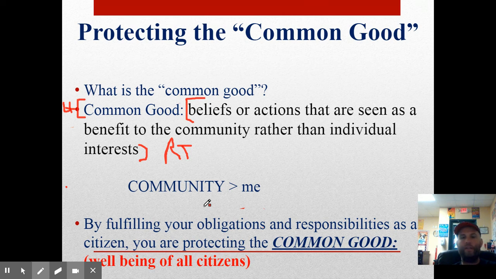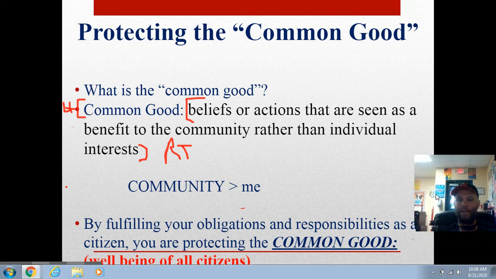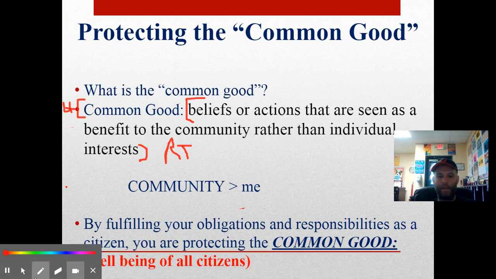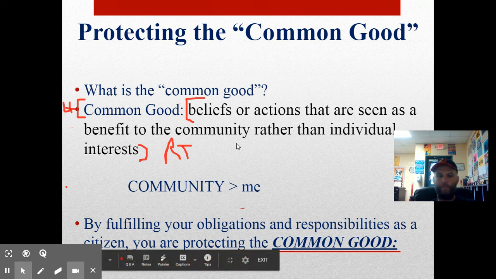So people who join the military, they're putting their lives at risk. It's maybe not in their individual interest, but they're doing it to protect the common good of the country, to make it a stronger place. So down here it says, by fulfilling your obligations or responsibility, you are protecting the common good of the country. Okay, so that term is an important one. You'll have a test question that says something like that. It will say, why should citizens do their responsibilities? And it'll say, to help the community or common good.